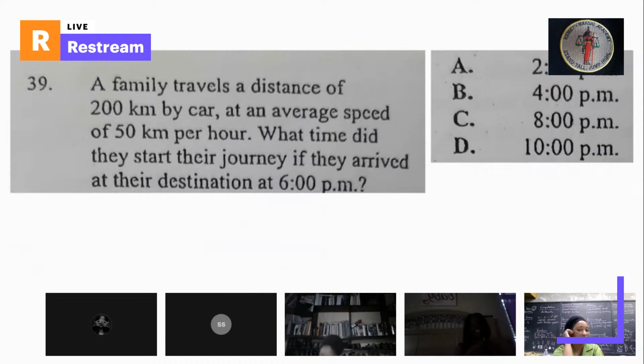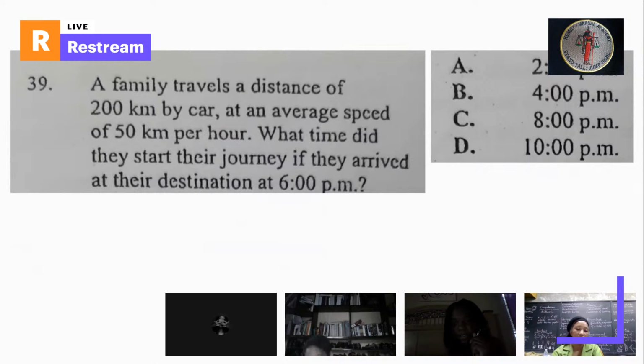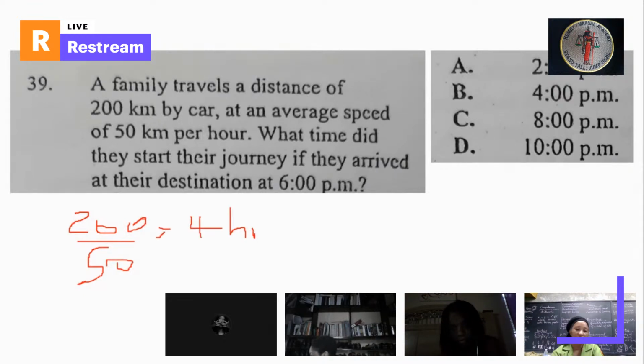Go ahead. I say 2 o'clock p.m. It goes 50 kilometers per hour and they travel 200 kilometers. And 200 divided by 50 is 4. So that would have been 4 hours. So it took them 4 hours and they got there at 6. So it will be 6 p.m. minus 4 hours, which is 2 p.m.